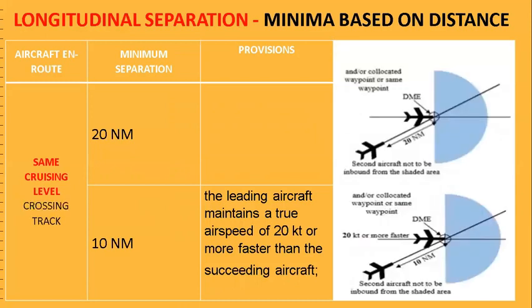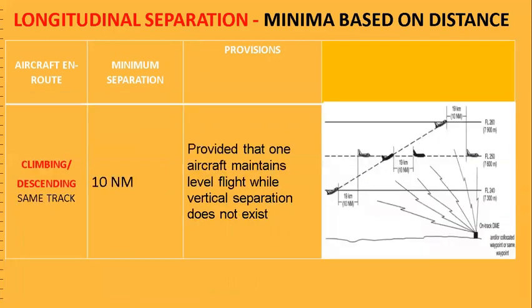Now same cruising level and crossing tracks. Whatever we have discussed earlier for same cruising level and same track, 20 nautical miles and 10 nautical miles, is applicable here, provided the second aircraft does not approach the first aircraft from the shaded portion. Then climbing and descending, same track. Here 10 nautical miles will be ensured while vertical separation does not exist. One aircraft has to maintain a level.